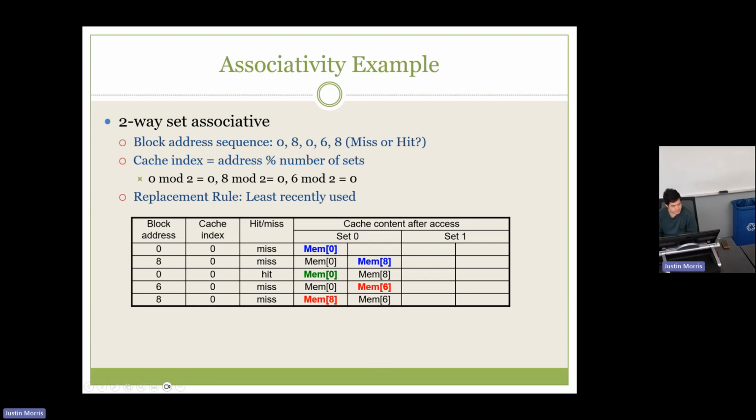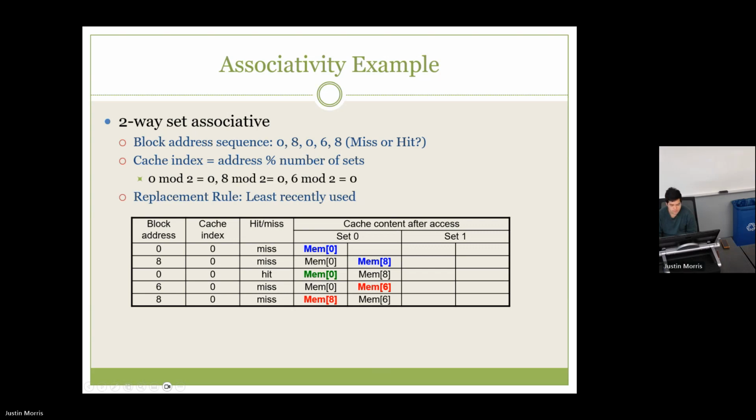And then mem at 8, cache index 0, valid, valid, but no tag, right? Tags don't match. And now we just replaced 8 with 6. So 6 is most recently used, so least recently used is 0. So that's what we're going to do.